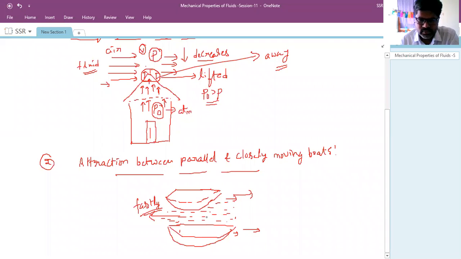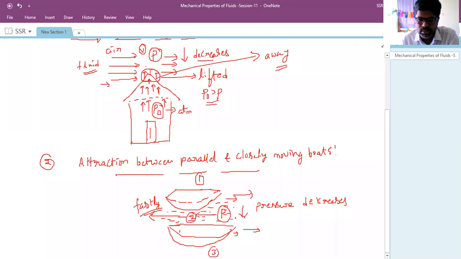Whenever liquid is moving at high speed, the pressure P decreases between the boats. Dynamically, the pressure decreases immediately. When the pressure decreases between the boats, what happens? There are three sides here: side 1, side 2 in between the boats, and side 3.